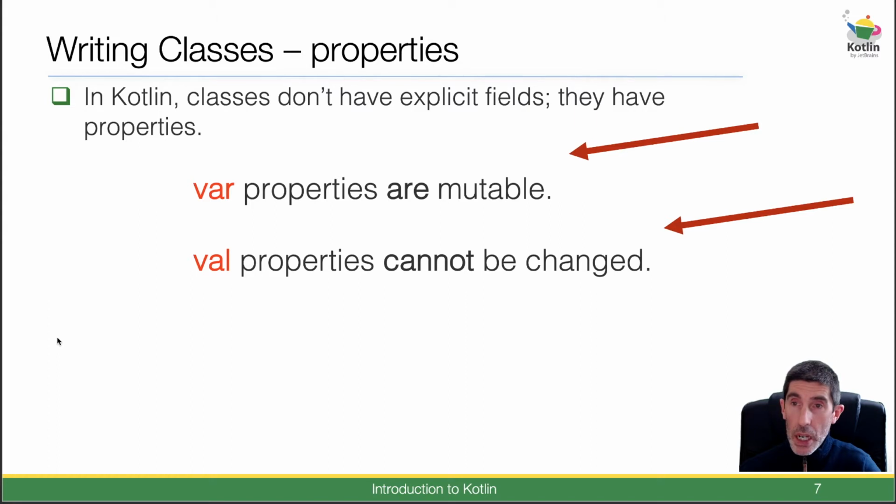In Kotlin, classes don't have explicit fields; we refer to them as properties. We've got our var properties and we've got our val properties. Var properties are mutable, similar to when we're declaring simple variables, so we can change those values, whereas val properties cannot be changed.